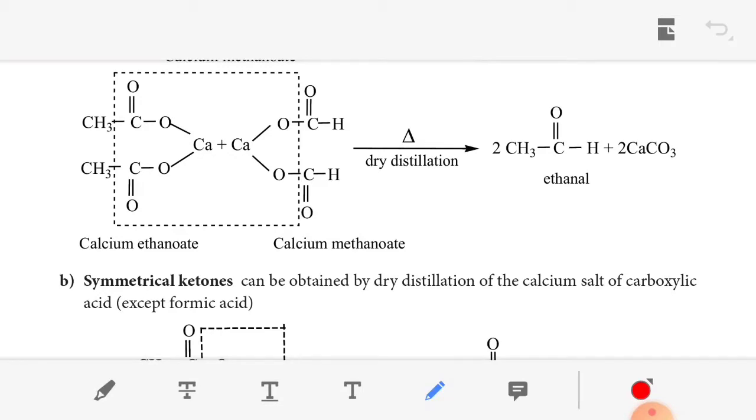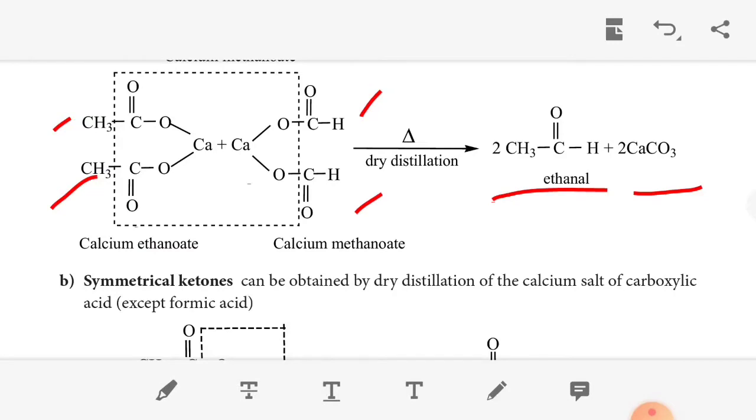So look at the diagram: 2 CH3, then CHO. So 2 CH3CHO, ethanal, is formed, remaining Ca. How many Ca? 2 Ca, then CO3. So we get the compound calcium carbonate. This is the dry distillation method.